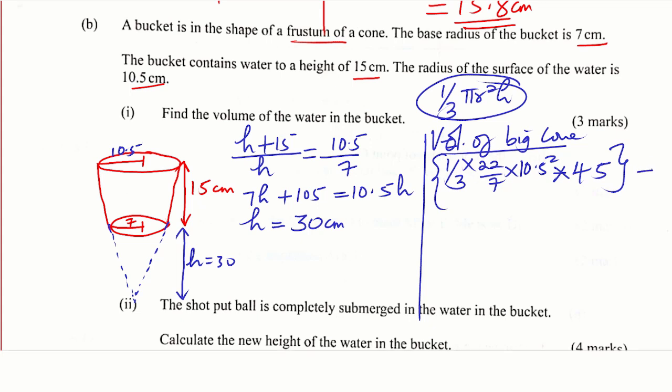Then you subtract the volume of the smaller cone. Volume of the smaller cone would be a third times pi times the radius. This is 7 squared, times the height, which is 30.